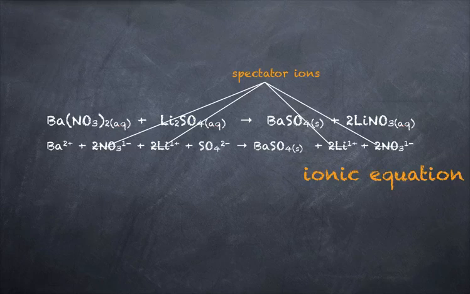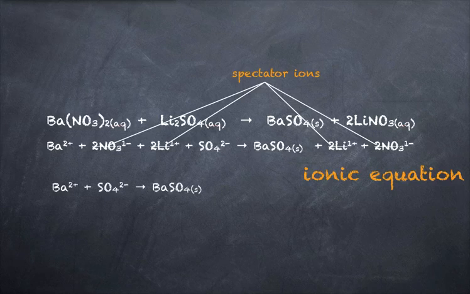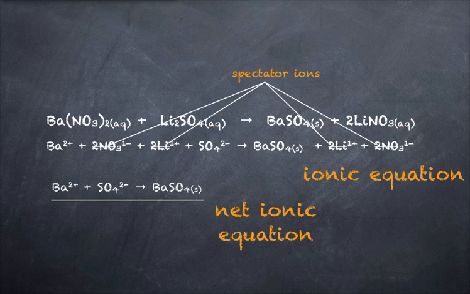So at the end, after you've scratched out all of the spectator ions, you're looking specifically for whatever's left. I have barium, which is 2+, and sulfate, which is 2-. Those are ions, and they form a solid precipitate, barium sulfate. So this is my answer, this is what I have formed as a product. And this is called the net ionic equation. It's whatever's left over at the end after removing all of the spectators, everything that doesn't react.